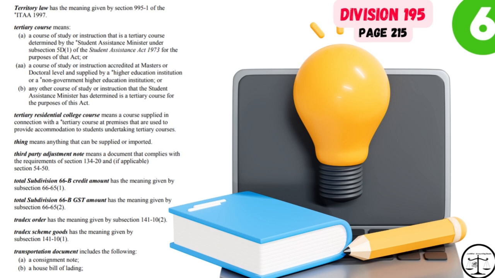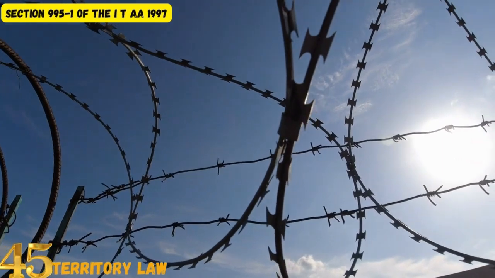45. Territory law. 46. Tertiary course. 47. Tertiary residential college course. 48. Thing. 49. Third-party adjustment note. 50. Total subdivision 66B credit amount. 51. Total subdivision 66B GST amount. 52. Tradex order. 53. Tradex scheme goods. 54. Transportation document. Word number 45.